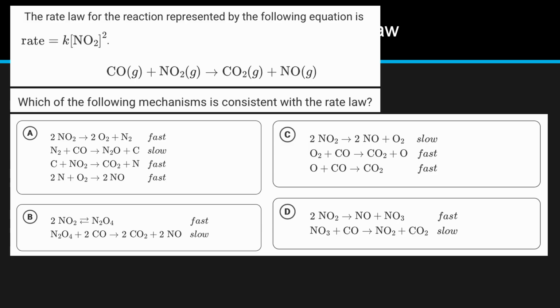So the first thing you need to do is realize that you have to find your slow rate determining step, and it can only have two NO2 molecules. It can't have anything else, or else it would not be that rate.